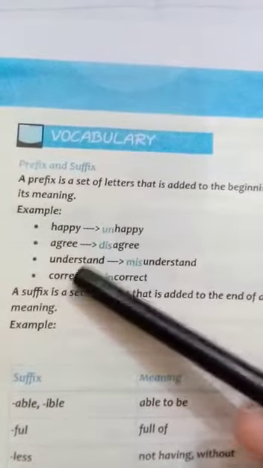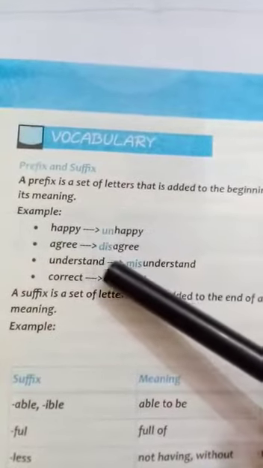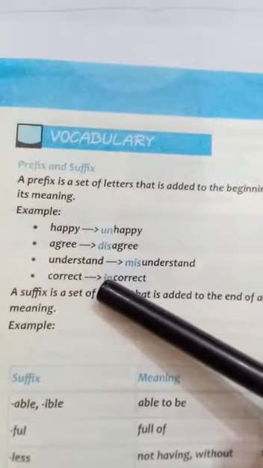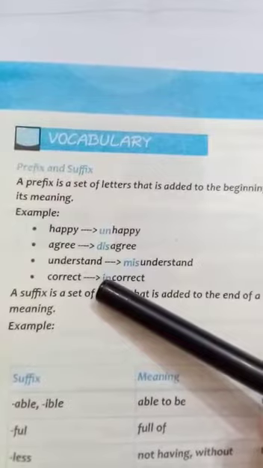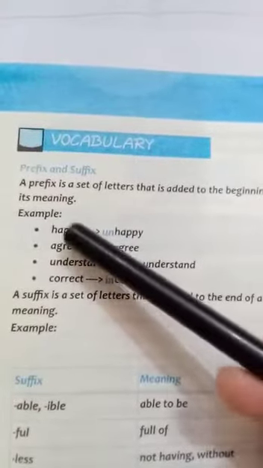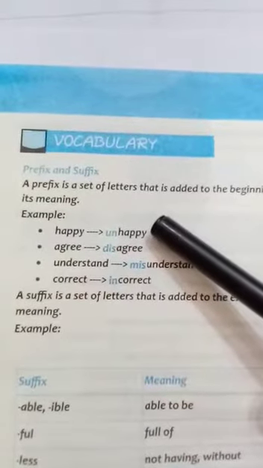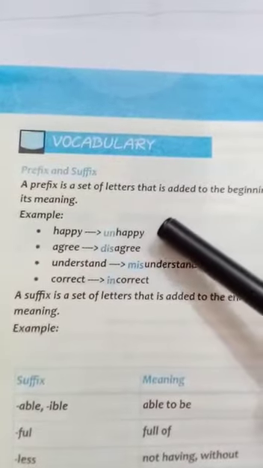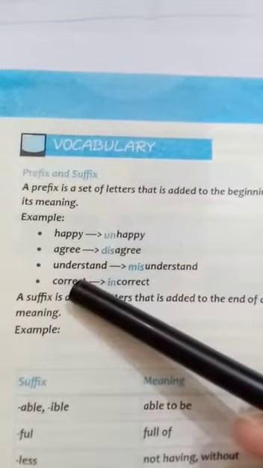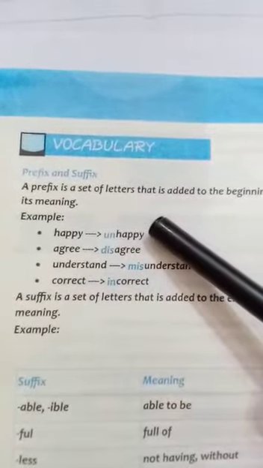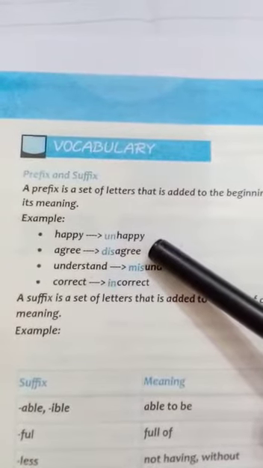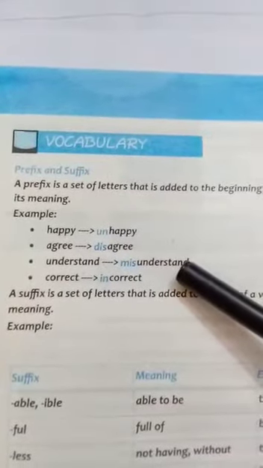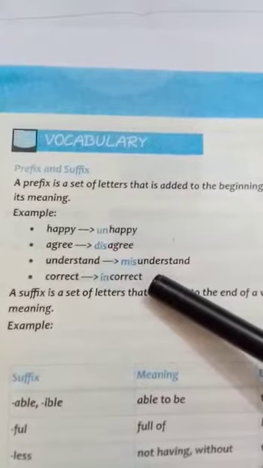These are four words. When we put un, dis, mis, in, these are called prefixes. When we put these prefixes with these words, they become new words which are different from the given words. Happy becomes unhappy, agree becomes disagree, understand becomes misunderstand, and correct becomes incorrect.